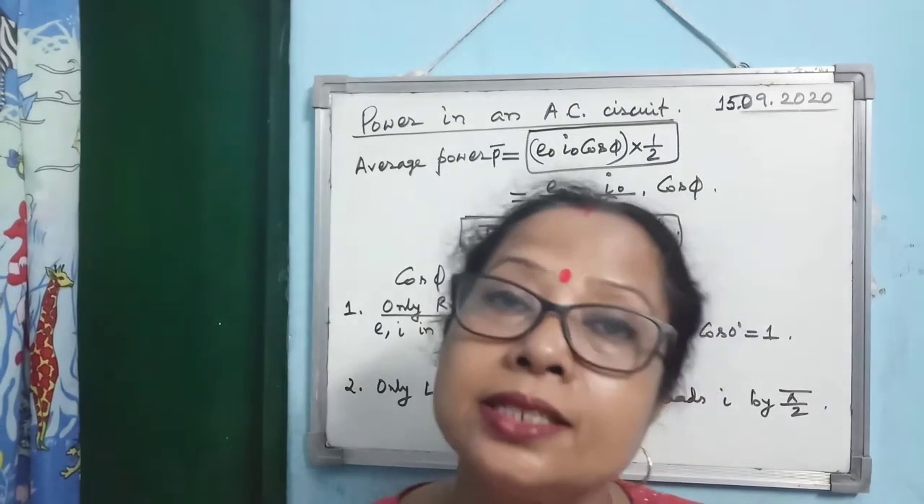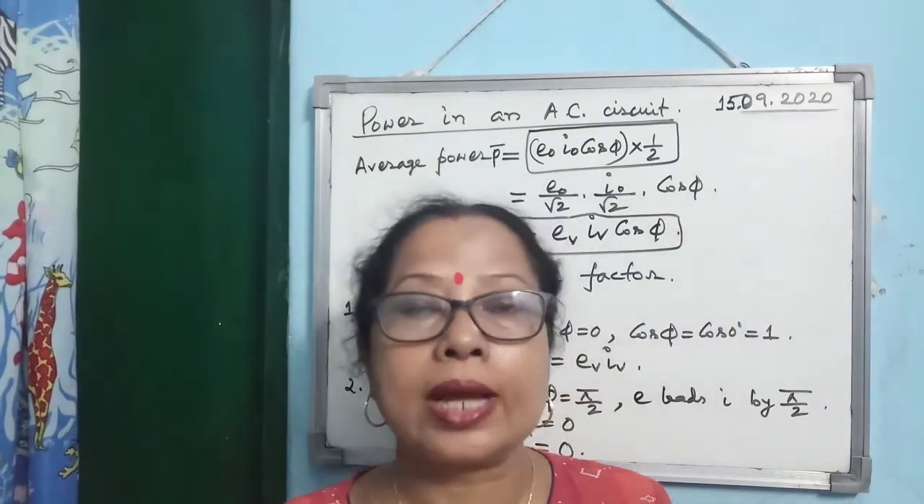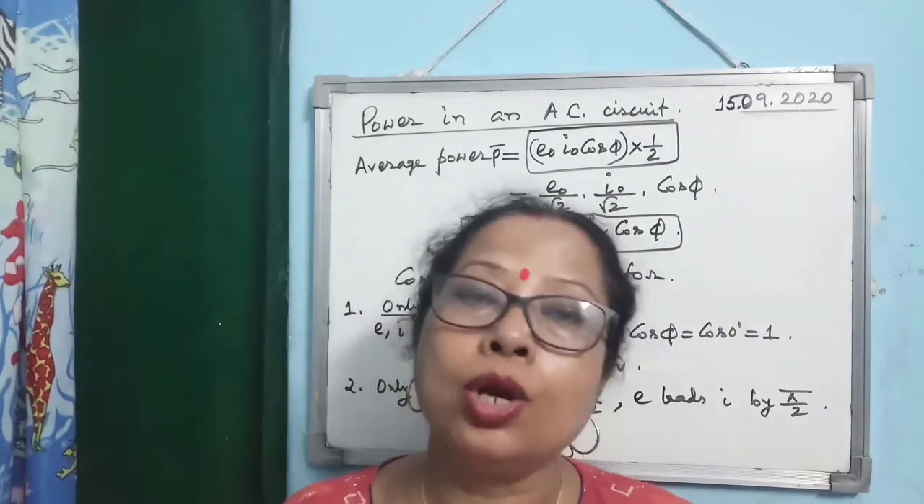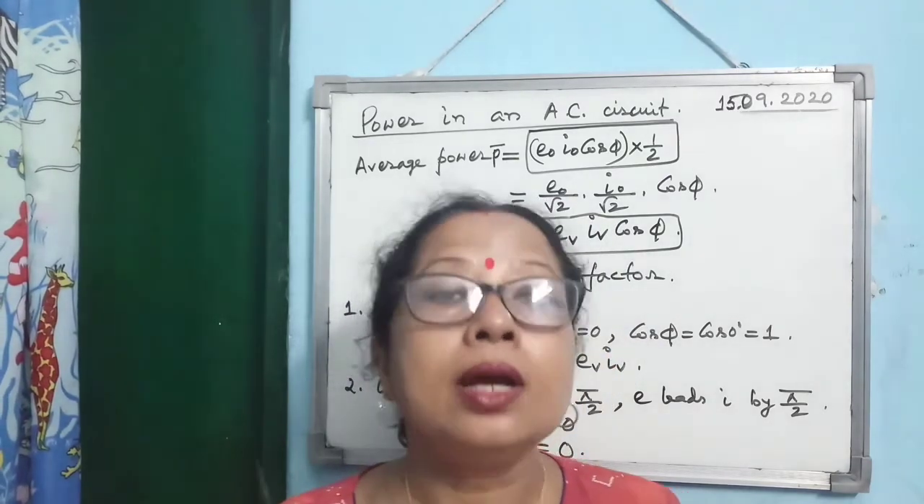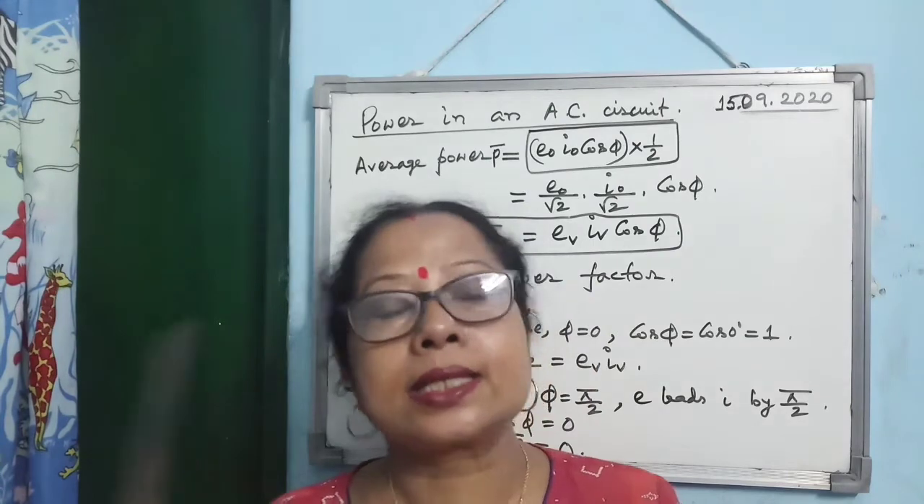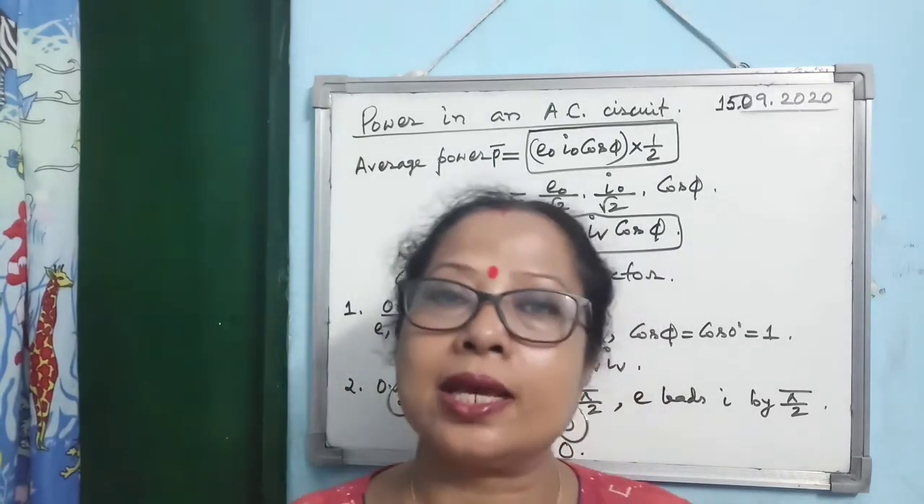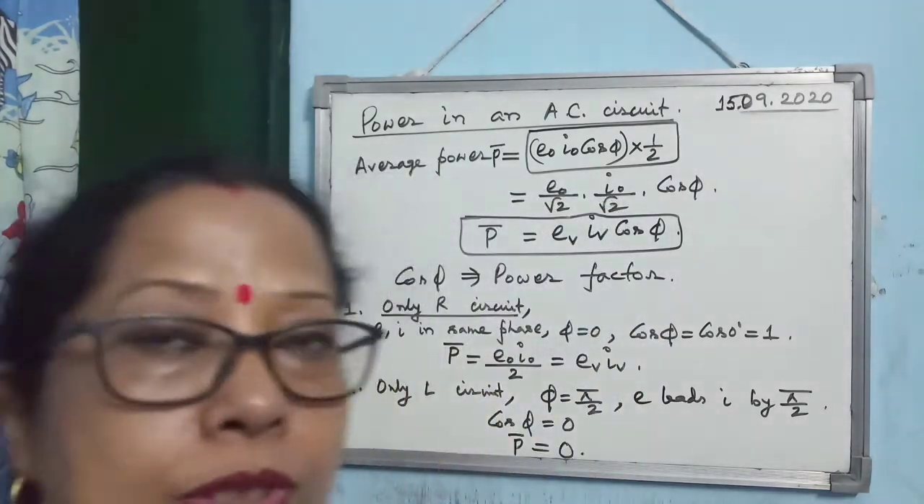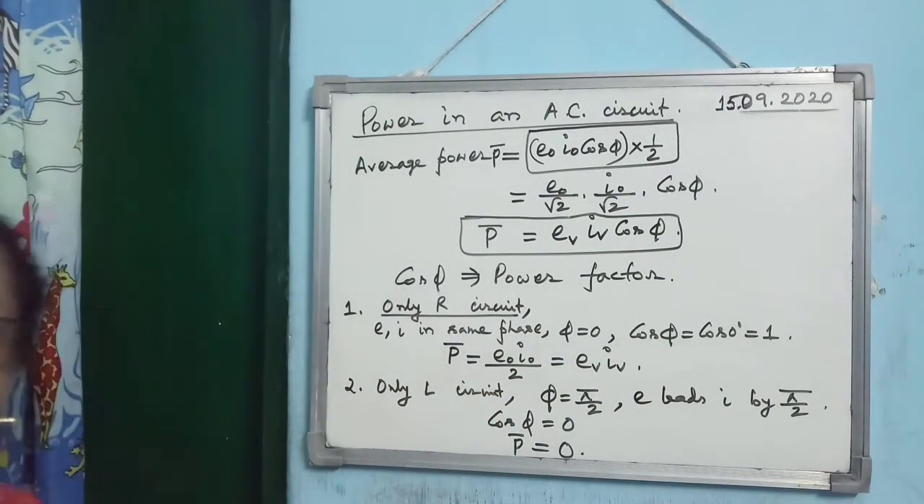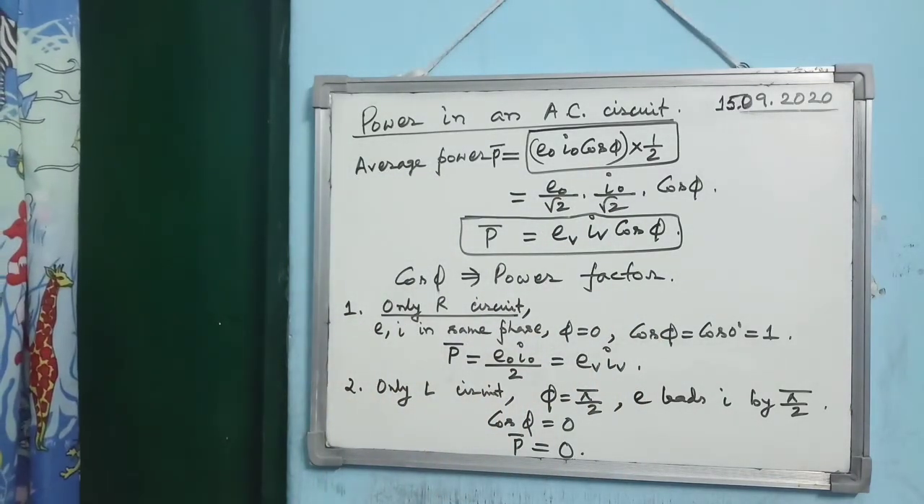So the current in only L circuit is known as wattless current. Wattless means what? Watt corresponds to power. So wattless current means the current is passing, but the average power dissipated in the circuit is 0. So the corresponding current is known as the wattless current.